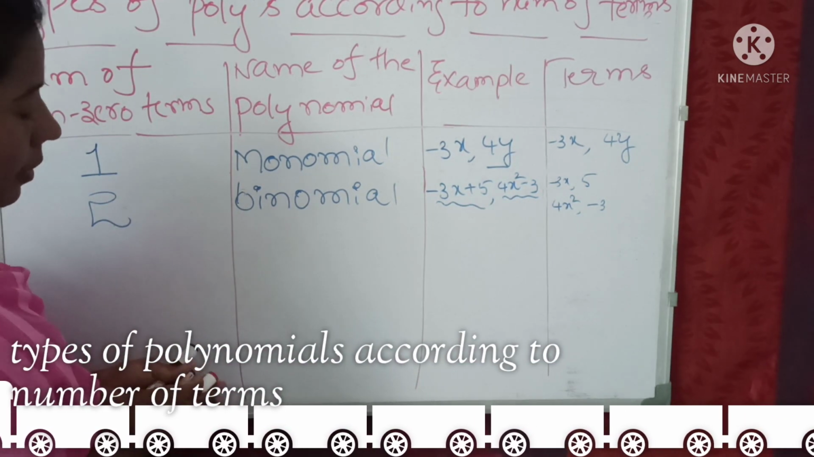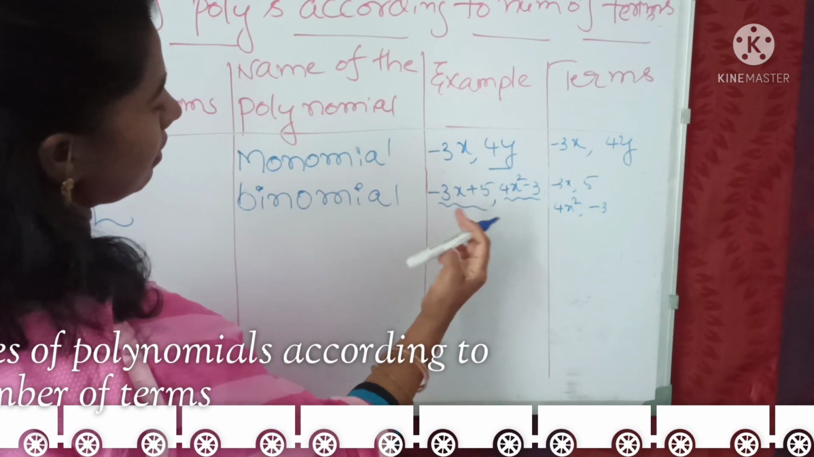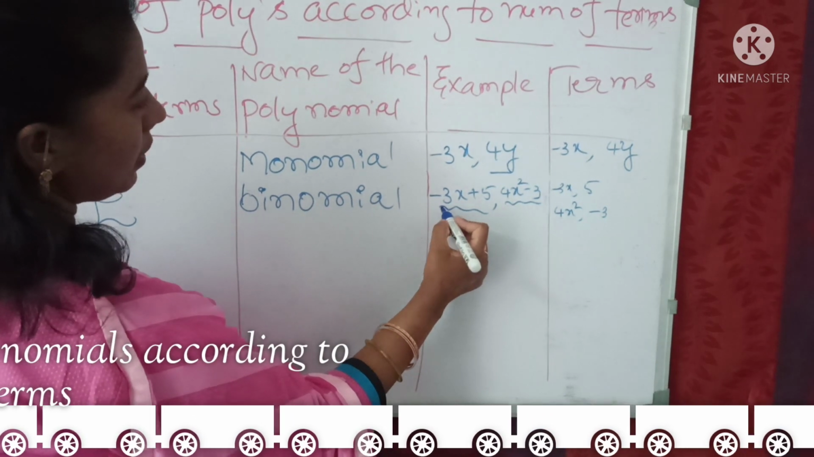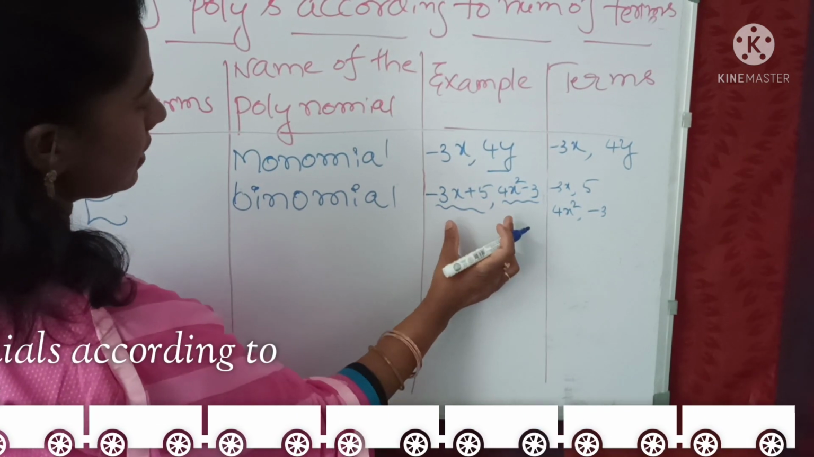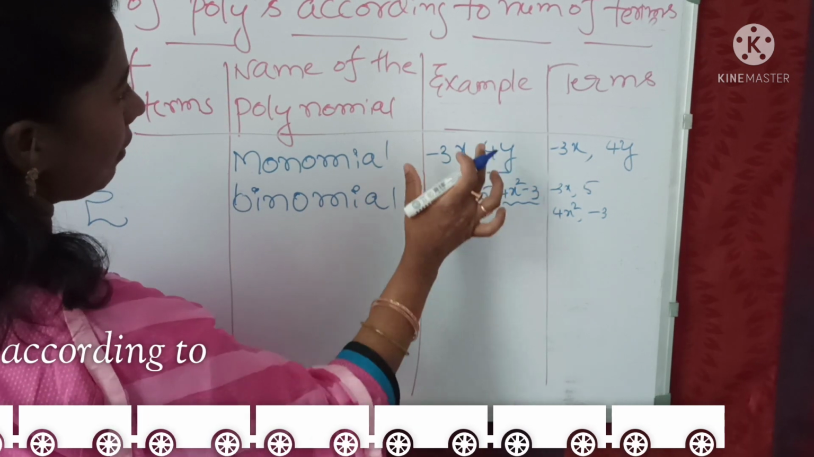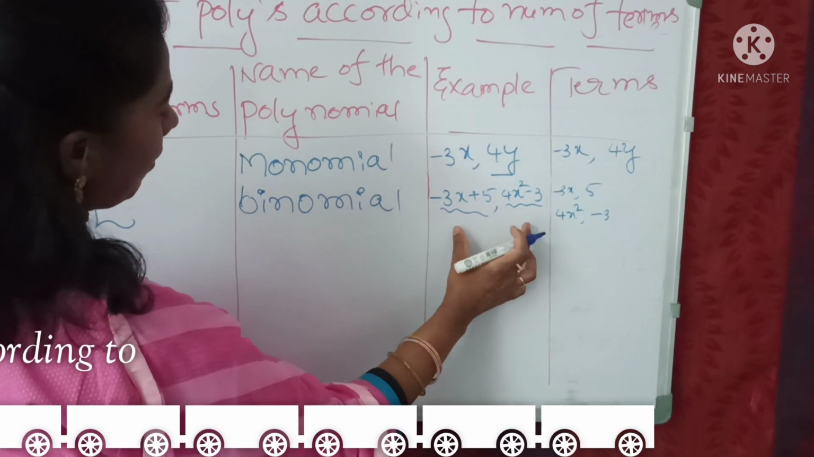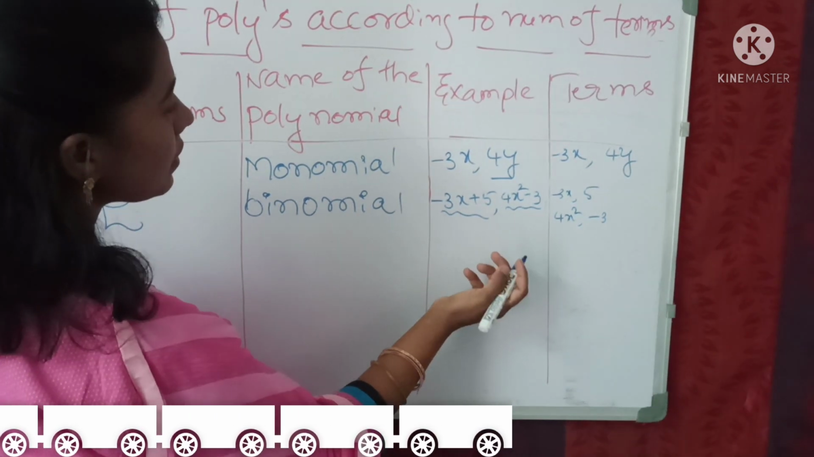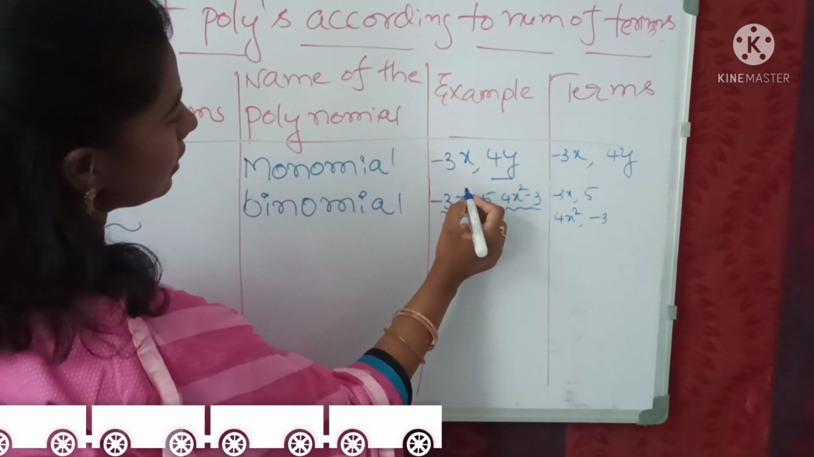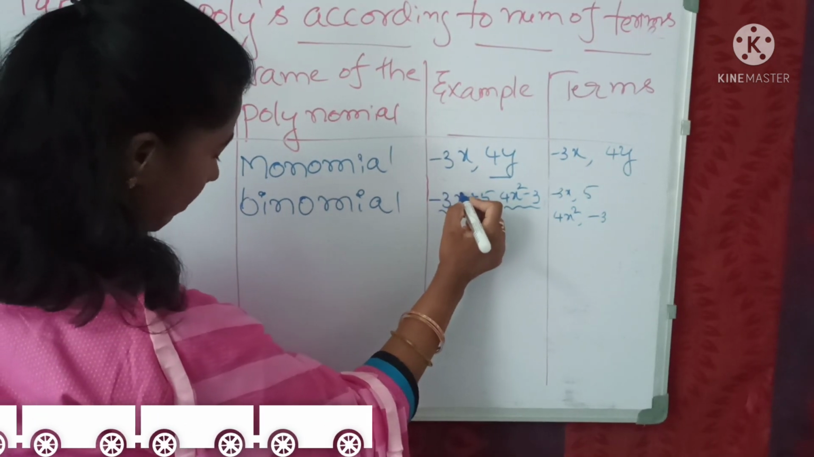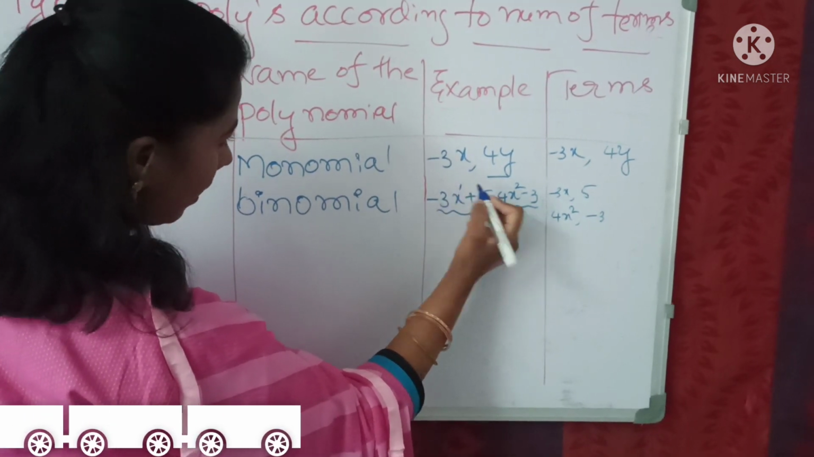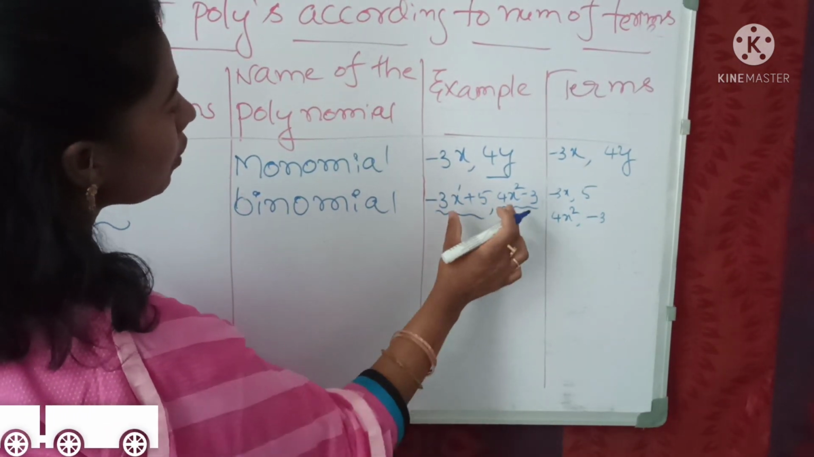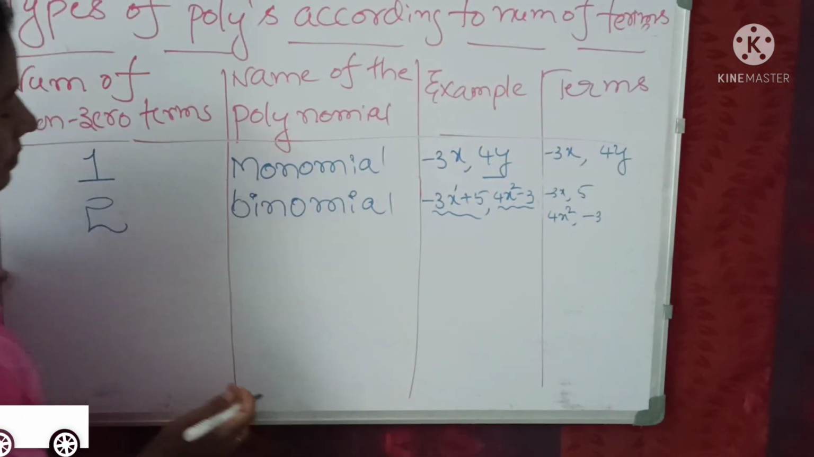It may have the power of x, x square, or x cube. We can choose any power. If there are only two terms, it is called a binomial. If a polynomial has only two terms, it is called a binomial. You can choose any two terms, where the power of x is 1 or the power of x is 2. You can choose any degree. You write only two terms, and it is called a binomial.